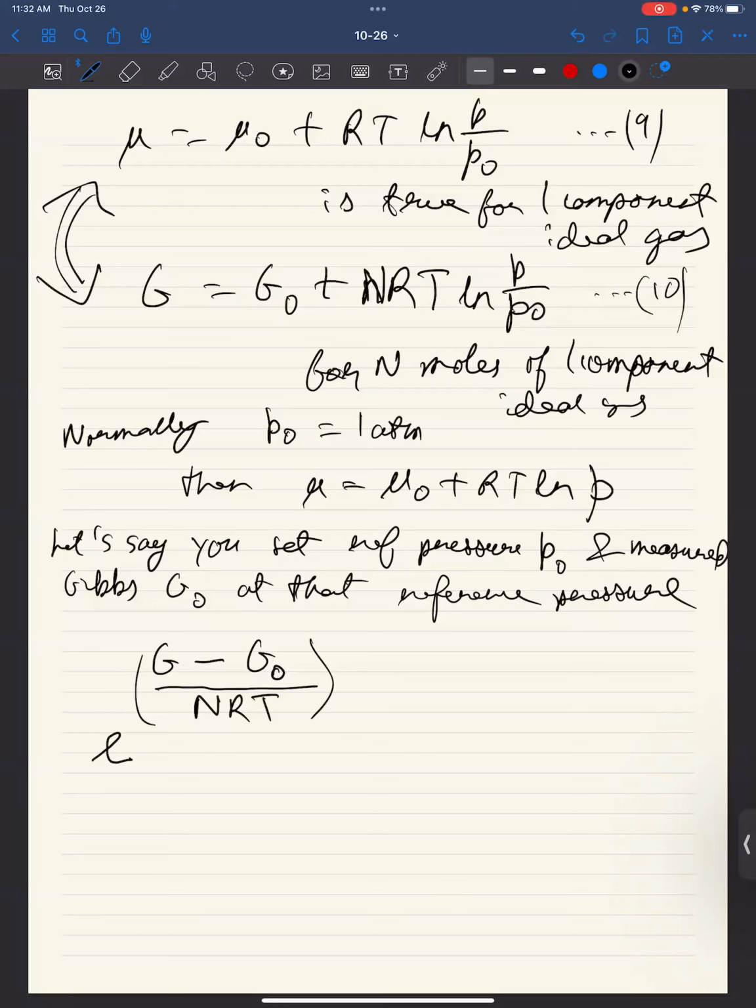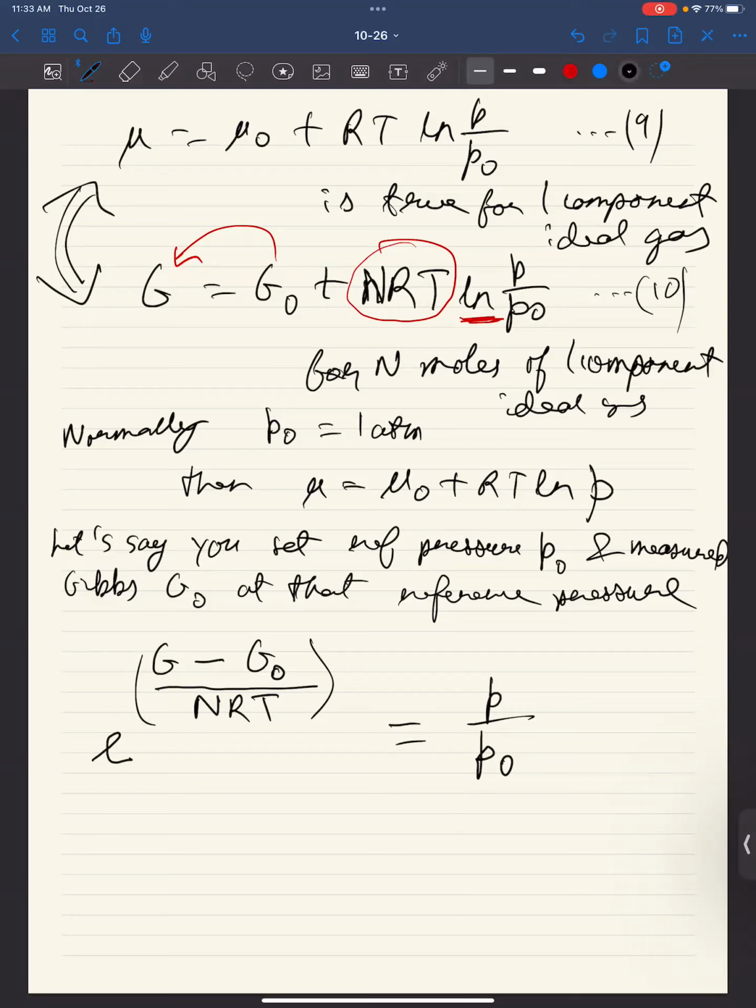what would it look like after equation 10? The answer is there. P over P naught. I want everyone to stare at equation 10 and see that's all I have done here. I took G naught and brought it to the left side. Then I divided it by NRT. And then I saw this log was dangling over here, so I took the exponential of both sides. On the left side, you get exponential of G minus G naught by NRT. On the right side, you get just P by P naught.